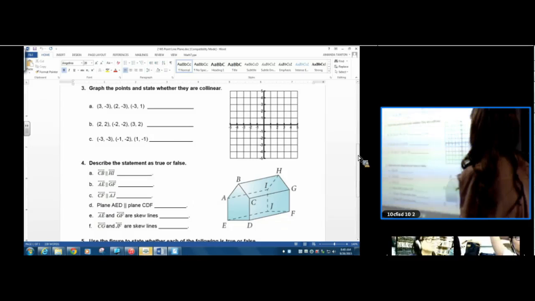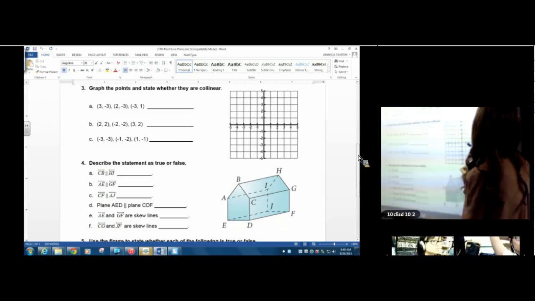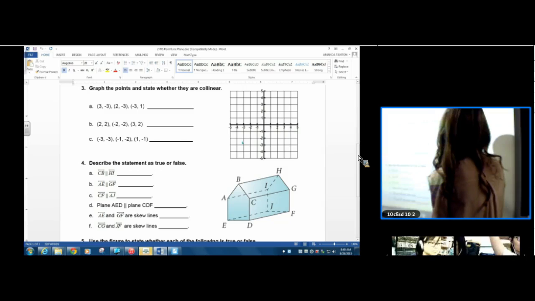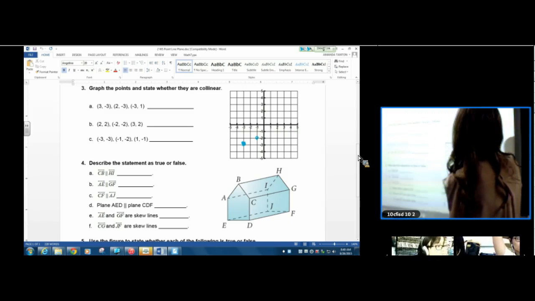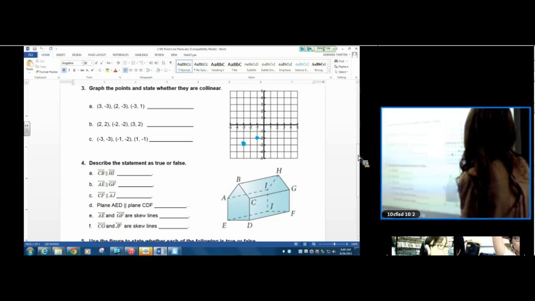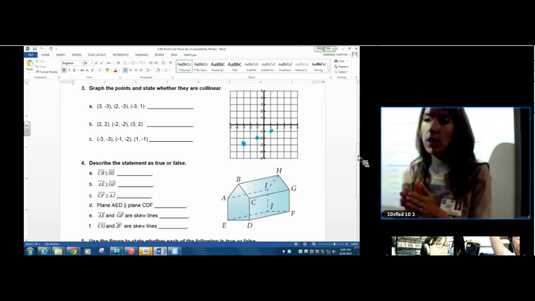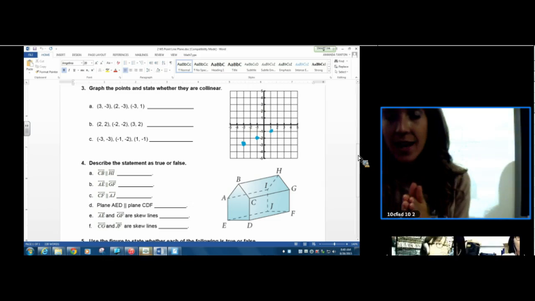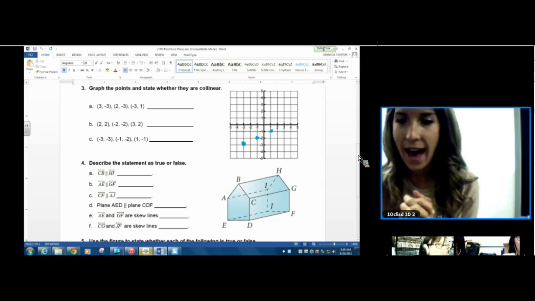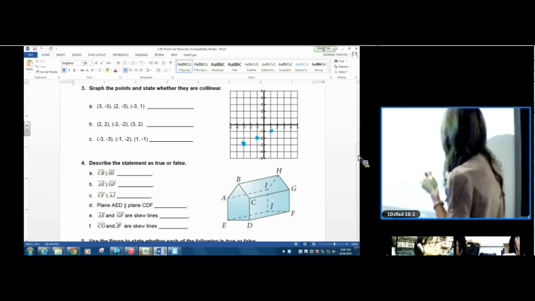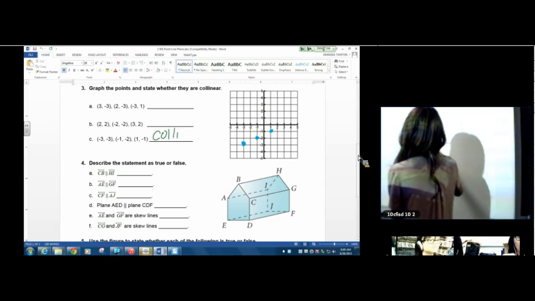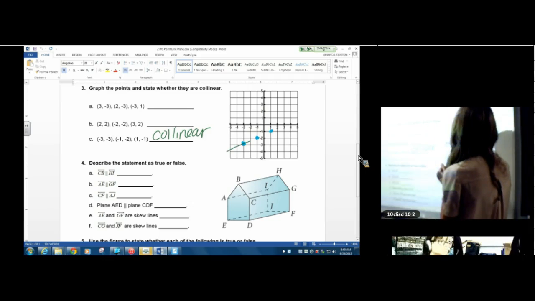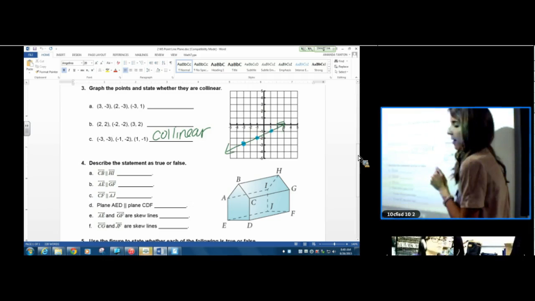Plot the points and state whether they are collinear. So, (-3, -3), (-1, -2), and (1, -1). Remember, collinear means I can connect them with a straight path. And so, yes, they are collinear. And so the answer to that one is collinear, because, yes, I can connect them with a straight path.